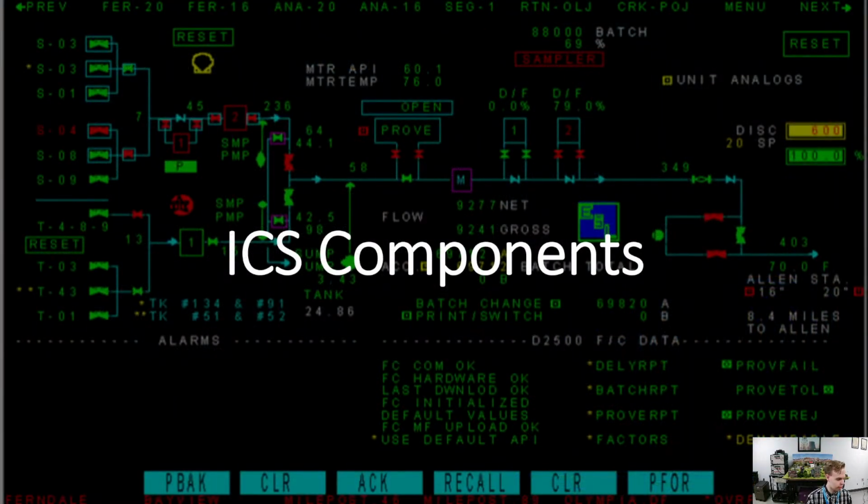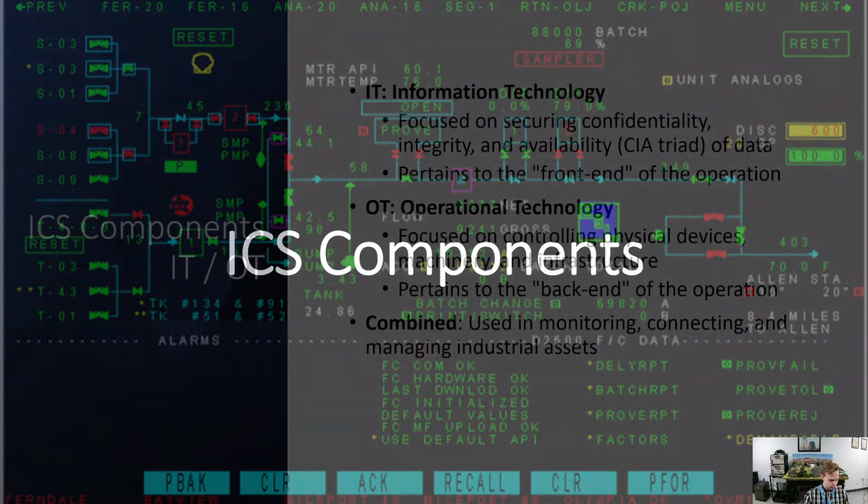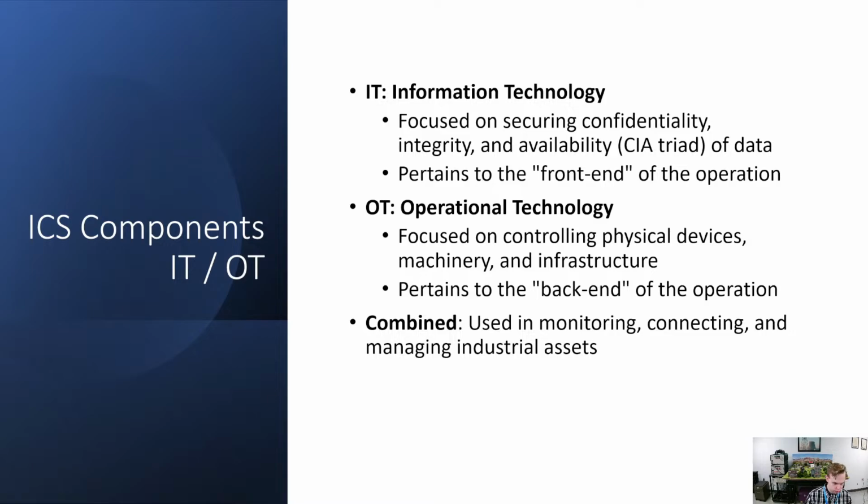So, as I mentioned, these systems are incredibly complex. Let's delve into all the different components that make up these systems and break them down and see what they all actually do. So first and foremost, we have our IT and our OT.